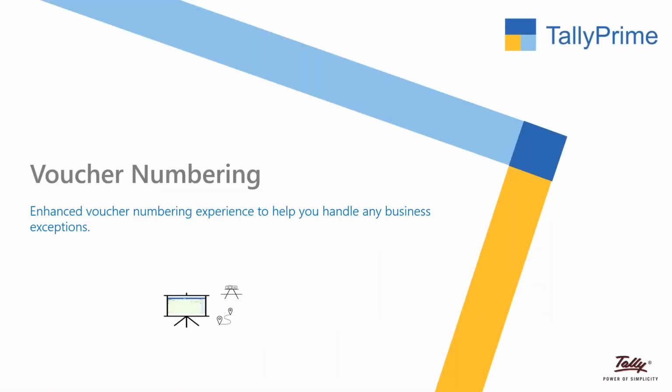So we shall move forward. The first feature is voucher numbering: what enhancement we have made in voucher numbering and how it can help you handle your business exceptions.